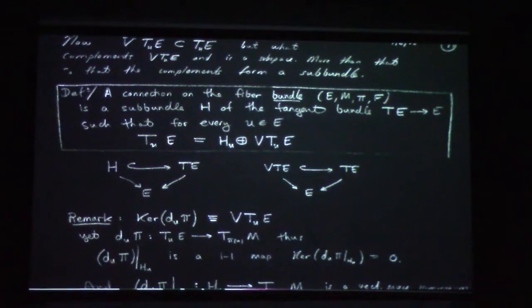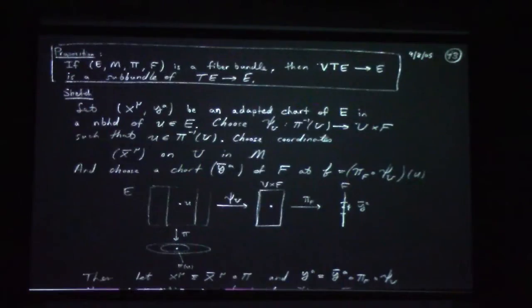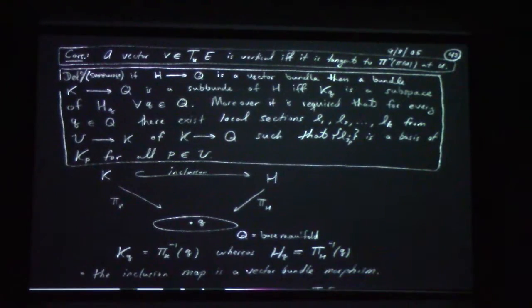So I think you can guess what a subbundle is, right? It's going to be fine. So let's see here. If H to Q is a vector bundle, then a bundle K to Q is a subbundle of H if and only if K_q is a subspace of H_q for all q, and it's required that for every q in Q there exist local sections from U to K such that this is a basis of K for each. So K basically appears as an inclusion inside H, and the inclusion map is a vector bundle isomorphism.